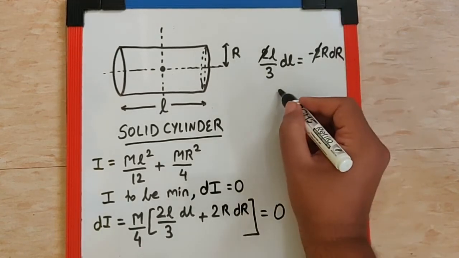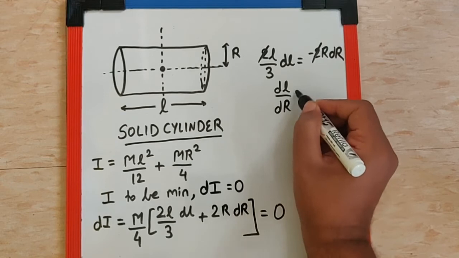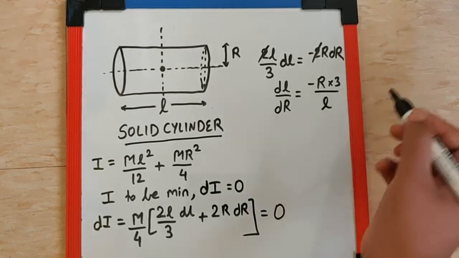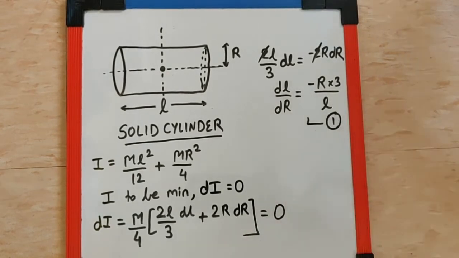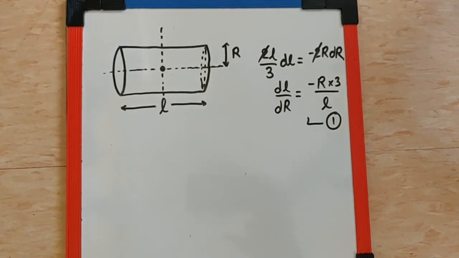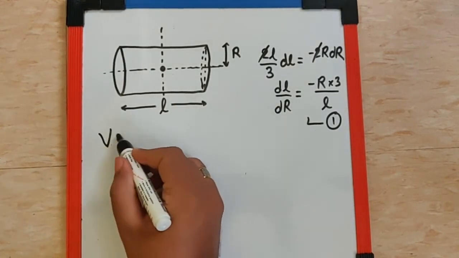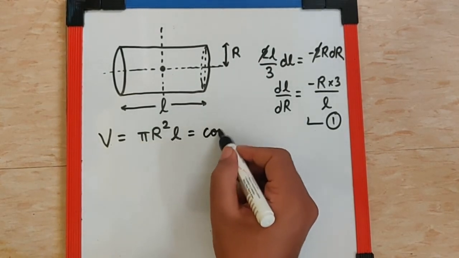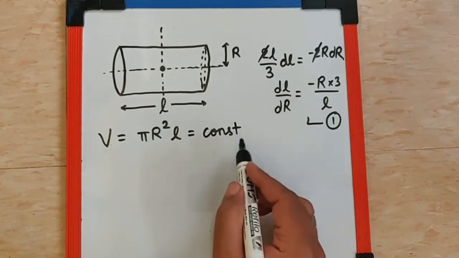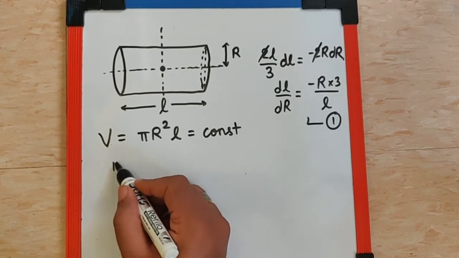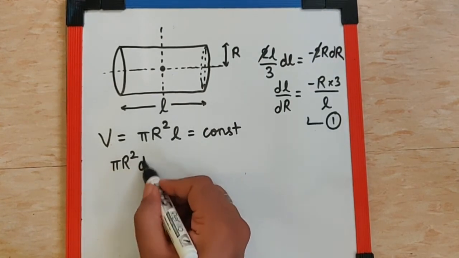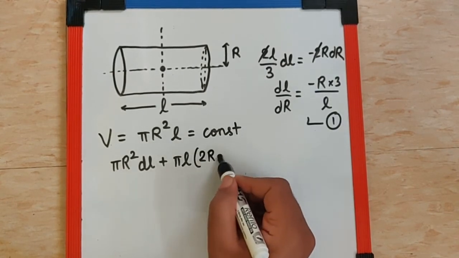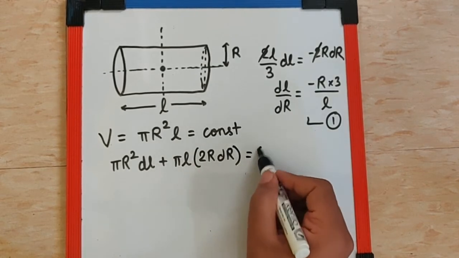Definitely this 2 gets cancelled and we get dL by dR is equal to minus R into 3 by L. So let's consider this as equation number 1. Now we can also say that the volume of the cylinder, which is pi R square L, is going to be constant. So if we take derivative of this, we get pi R square derivative of L as dL plus pi L derivative of R square as 2R dR, and derivative of constant is 0.